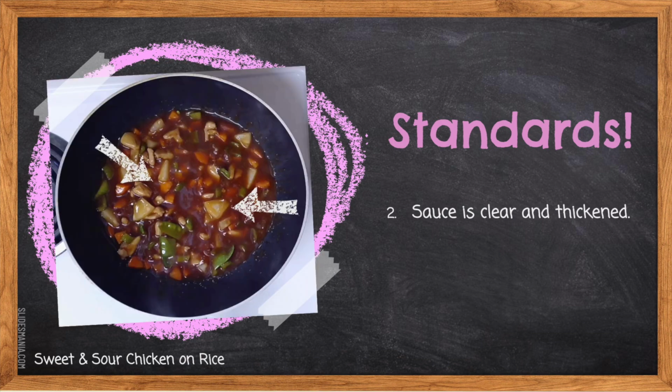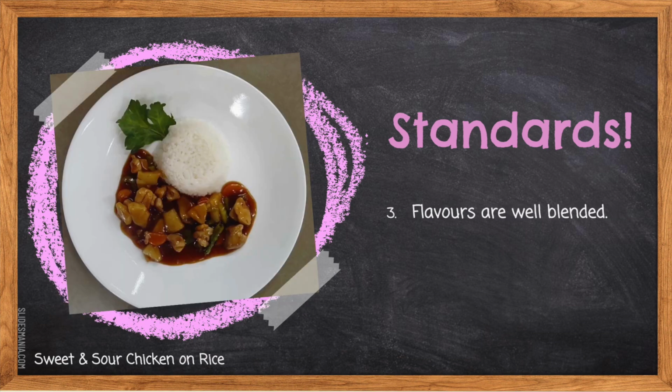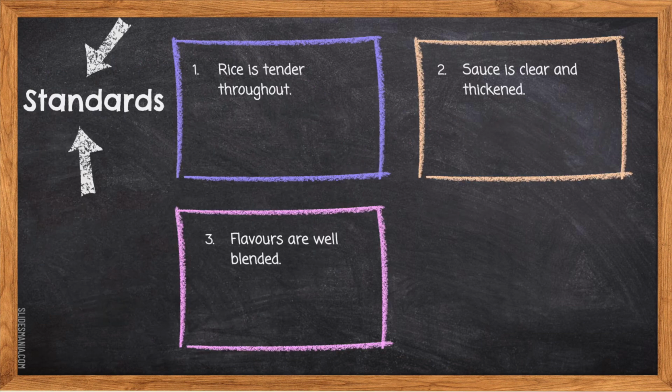2. Sauce is clear and thickened. You took the time to make the slurry and made sure that the cornstarch was dissolved and the slurry was smooth. And when you were cooking on the stovetop, you continued to stir constantly and stopped cooking before the sauce got too thick and rubbery. 3. Flavors are well blended. You were accurate in your measurements. You made sure that everything was cooked perfectly and that none of the vegetables or chicken were burnt or over caramelized in the pot. These are all the standards for the sweet and sour chicken on steamed rice.